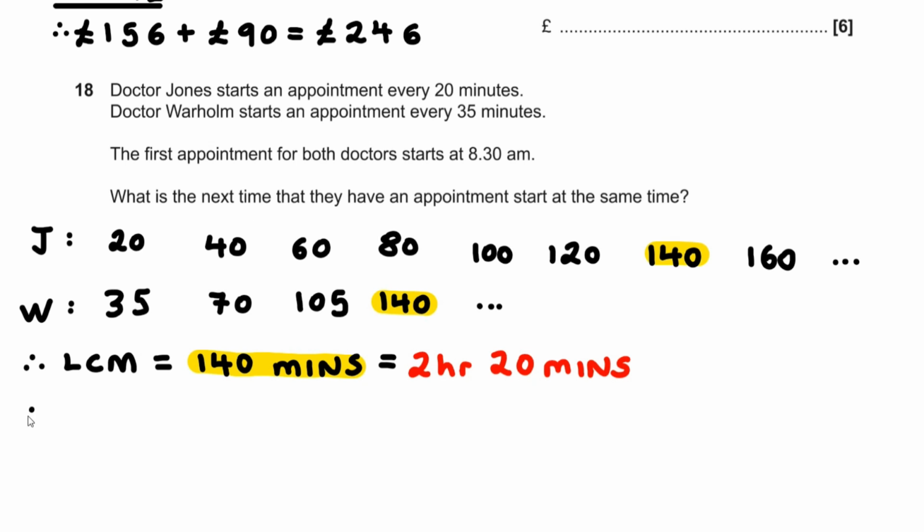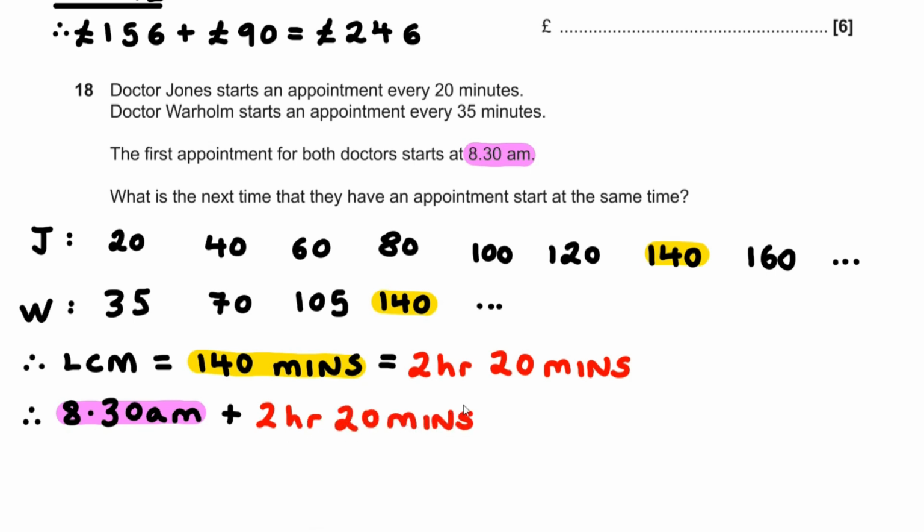So the next time they have an appointment at the same time, we've got this 8:30 a.m. and then we add on this 2 hours, 20 minutes. So the next time they have an appointment at the same time is 10:50 a.m.